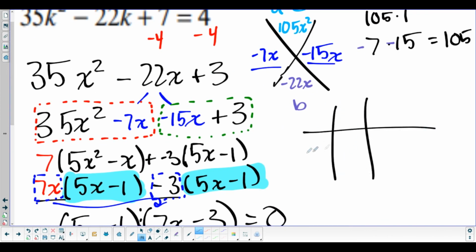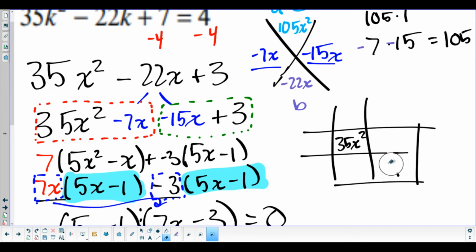I can set it up right here. Because all you would do is figure out, well, this has to be 35x squared. This one is positive 3. Gotta look at my equation after I subtracted 4 from both sides. And then it would be negative 7x and negative 15x. Well, what can go into 35? It would be 7 times 5, 7x times 5x.